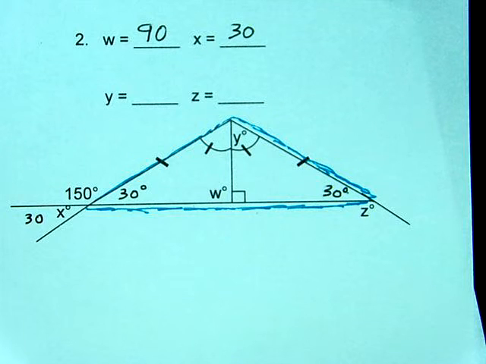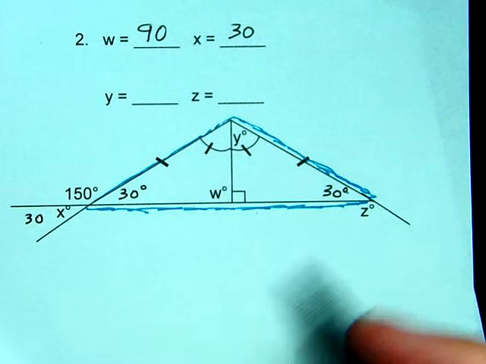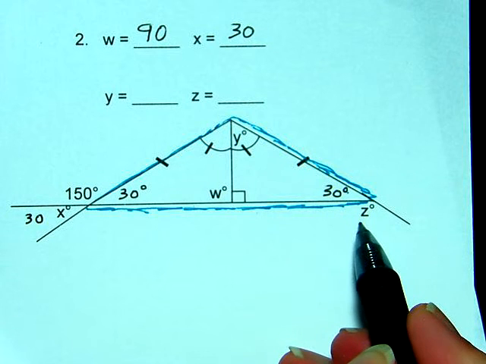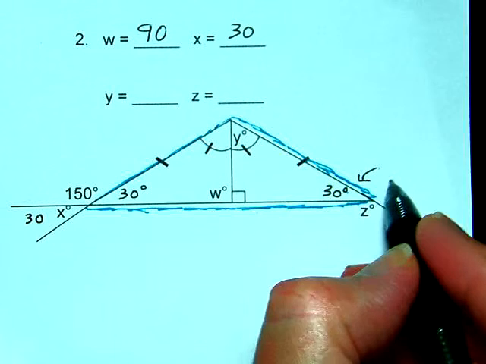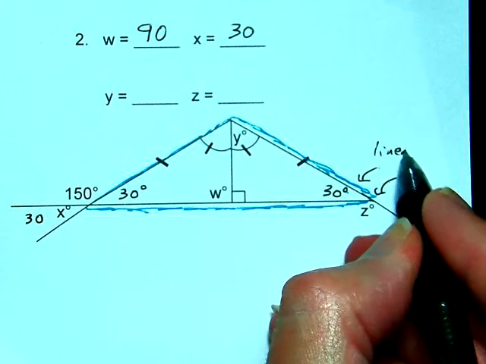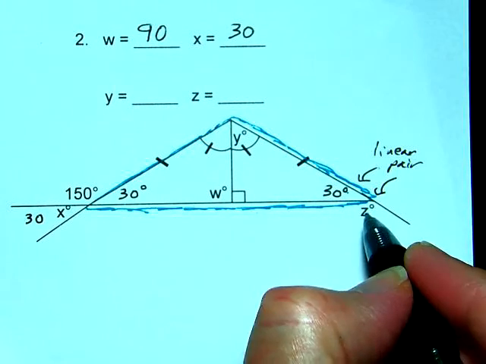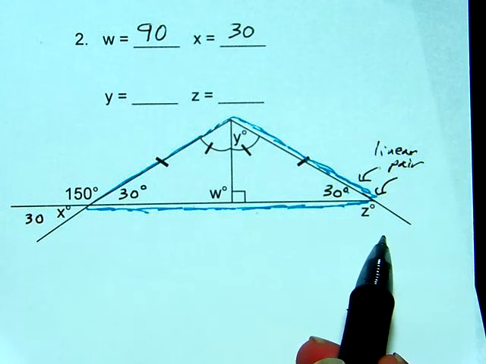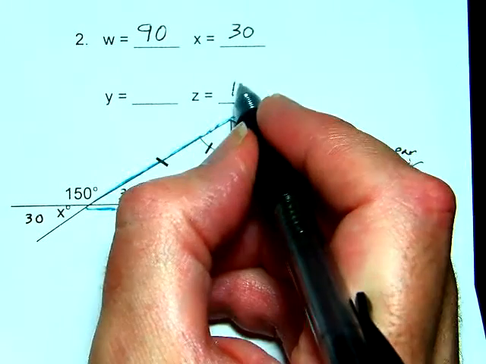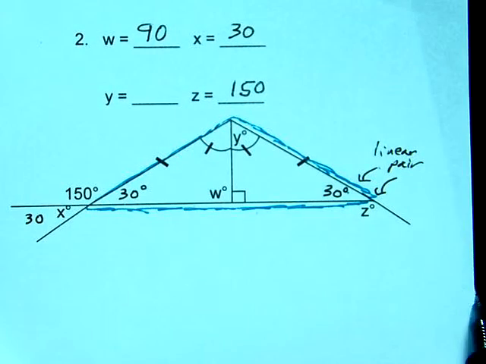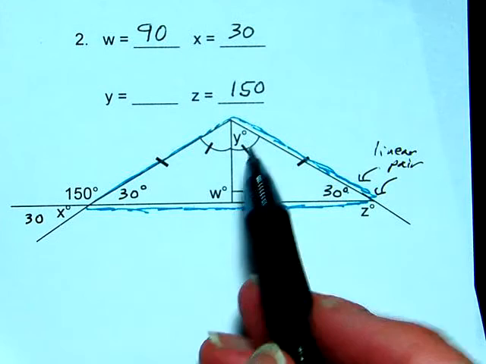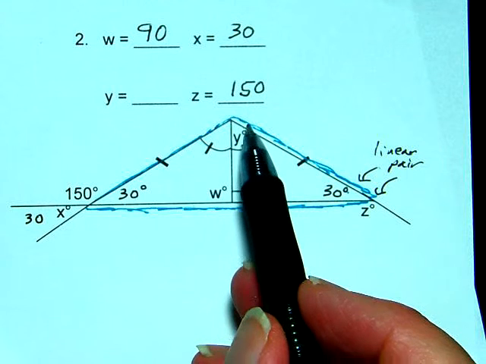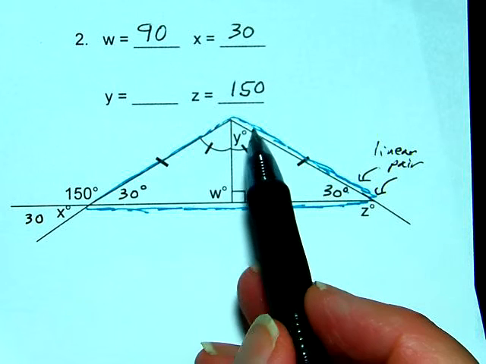So can that help us with one of the other angles? Yes, it helps us with z, doesn't it? Because 30 and z are another linear pair. We have another linear pair over here, just like this linear pair here was 150 and 30, so we've got z equals 150 over here. So we have z equals 150, and the only thing we've got left to figure out is y. Okay, what is y degrees? It's this angle here. Can we figure it out?